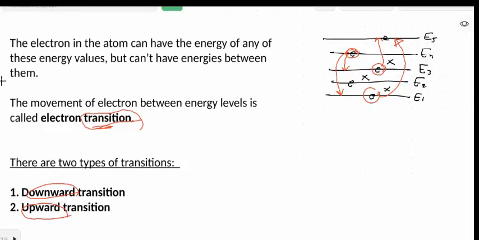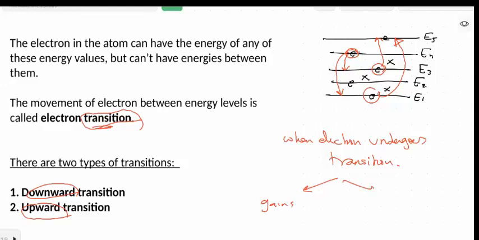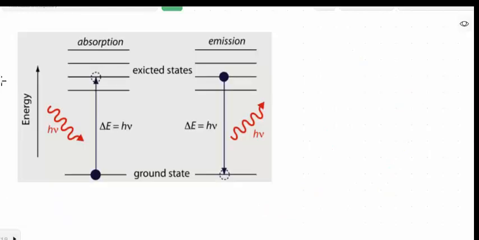But when the electron undergoes a transition, it either gains energy or loses energy. Because if it's going to a higher energy state, it needs to gain energy to move up. But if it jumps to a lower energy state, it should lose energy because it's changing its energy. This is the concept.